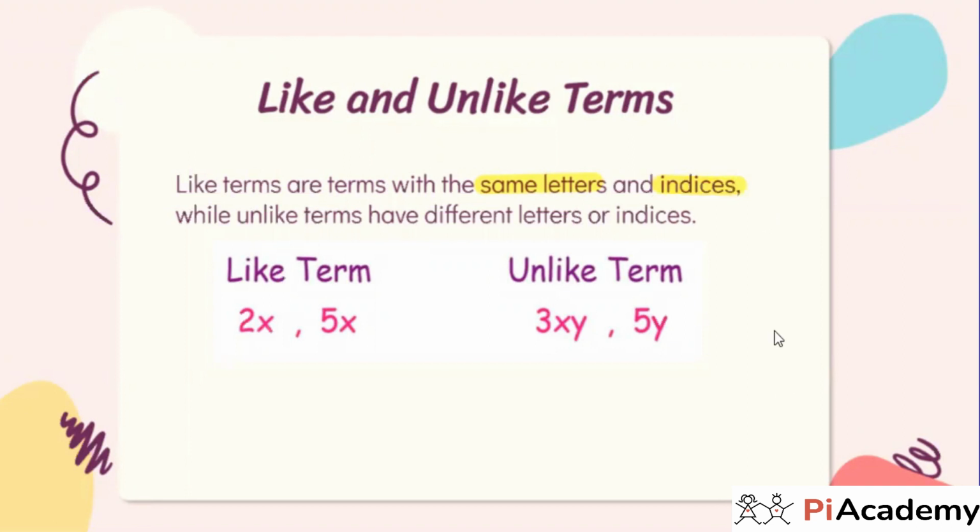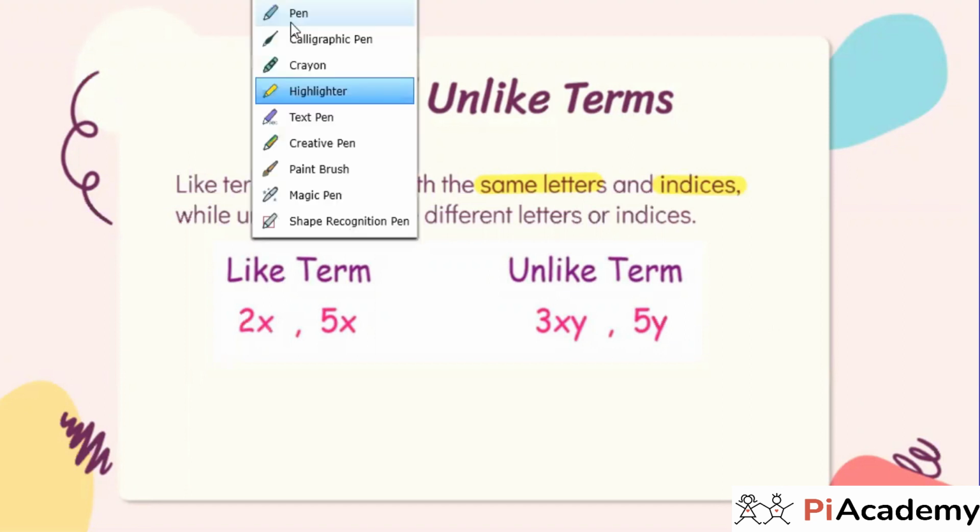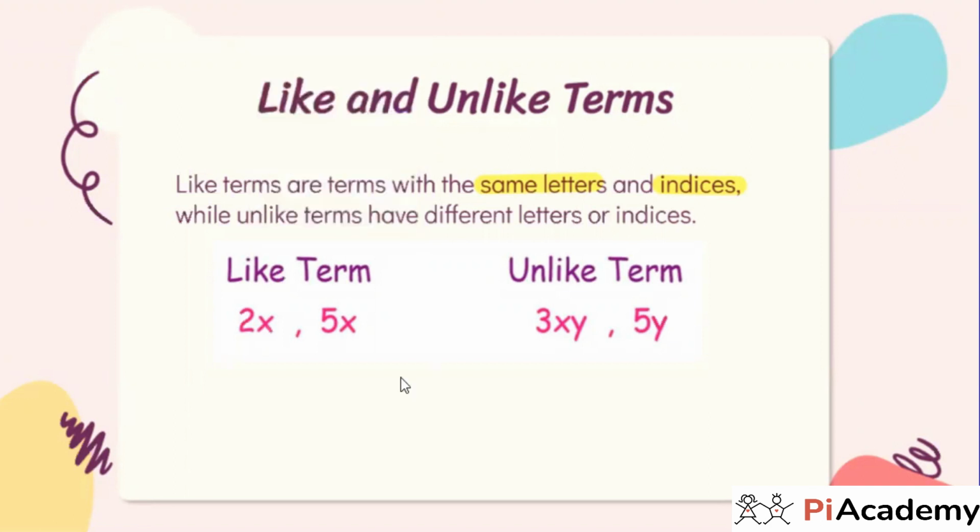Okay, what I mean is, let's say the first term is x square, and the next term is 3x cube. So they have the same letter, right? Here you have x and here also you have x. Still they are unlike, because they have different powers, different indices. So there are two conditions. First condition, it must be the same variable, and the second, they must have the same power. Got it?